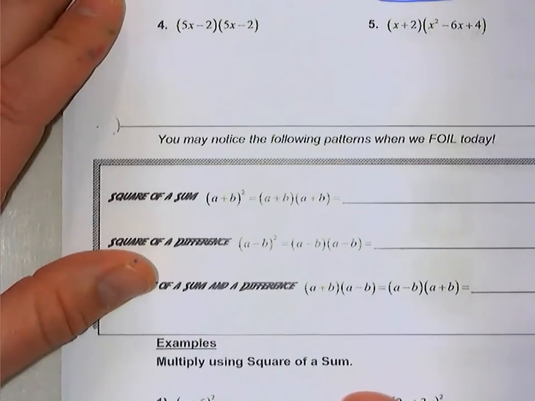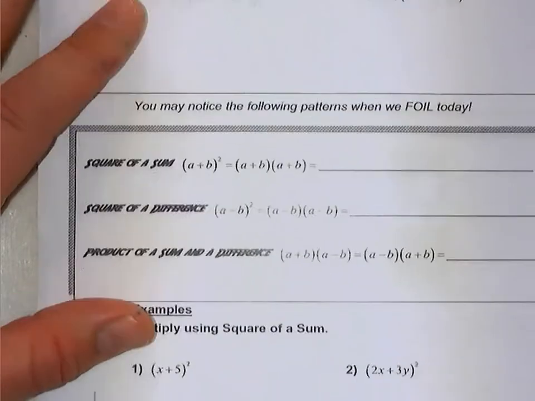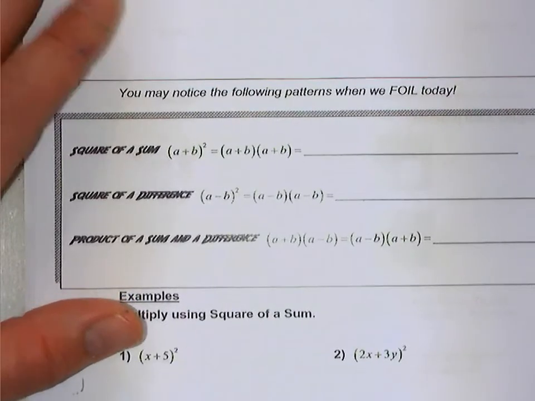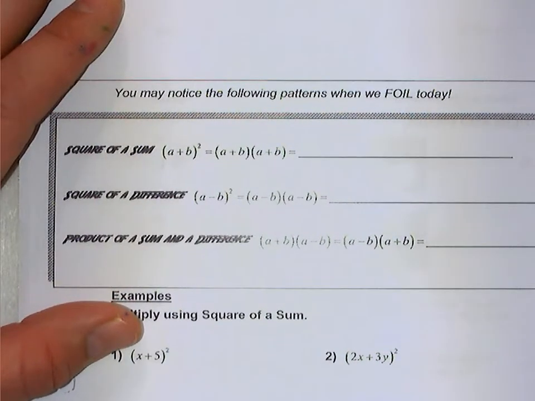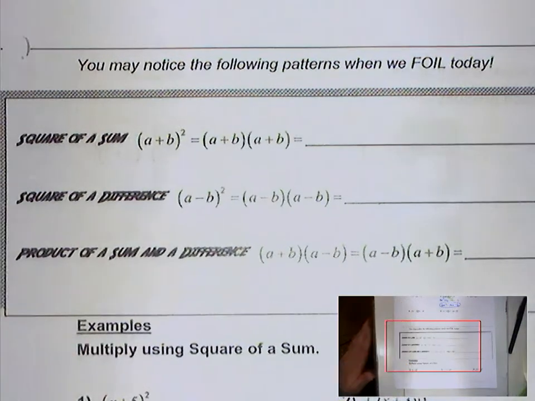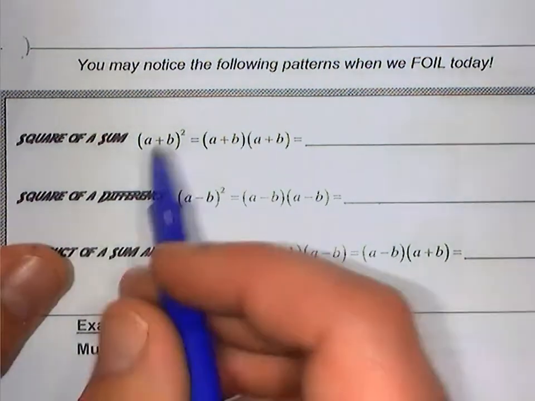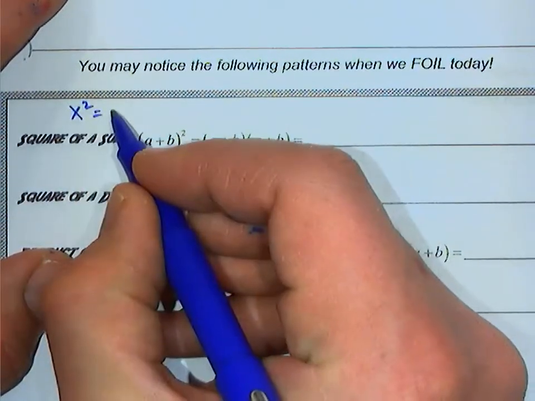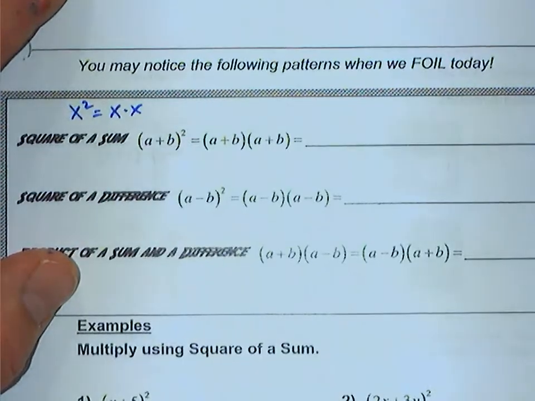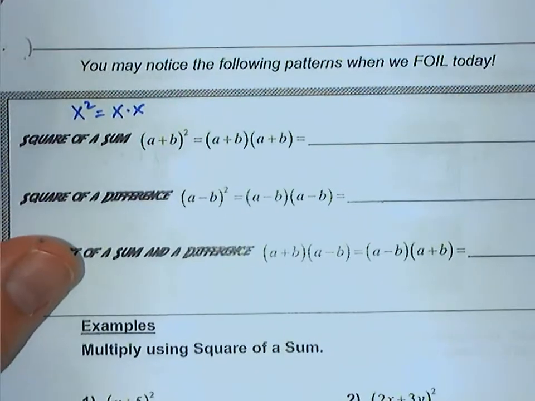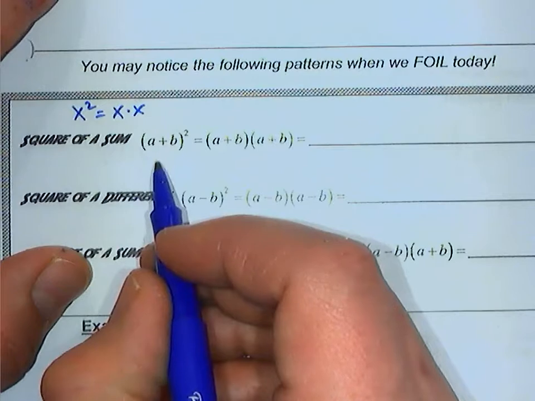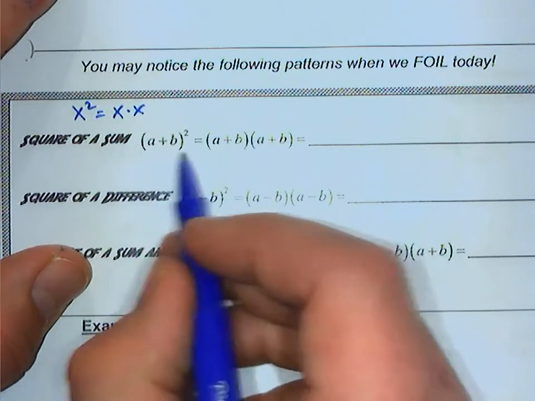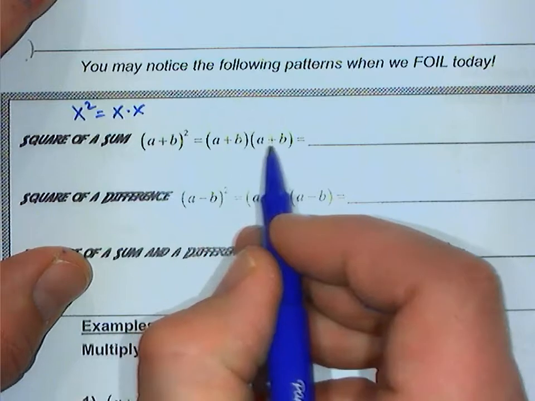Okay. So here's the idea. As we're going to FOIL today, you might see these patterns. Okay, let me zoom in a touch more so we can see this a little bigger. So this is a square of a sum. First off, do you guys agree? If you have something like x squared, you guys agree x squared means x times x? Or if you see 2 squared, that's the same thing as 2 times 2, right? So if we see a quantity squared today, then we can write that as the quantity times itself.